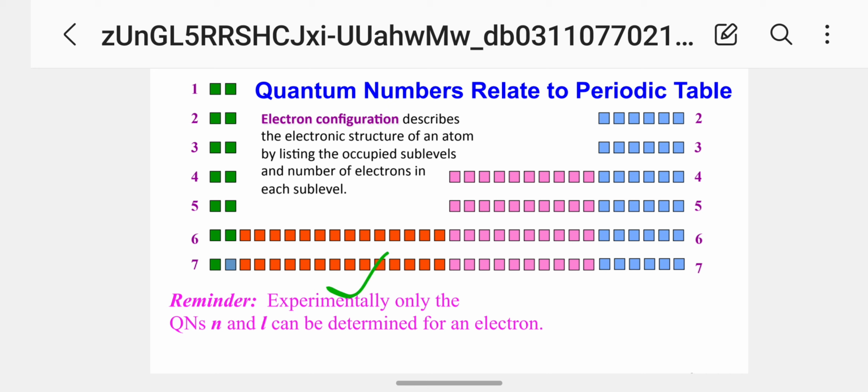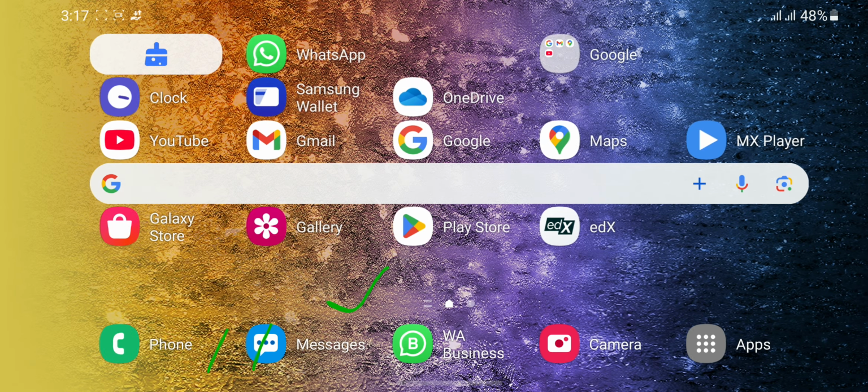Experimentally, only the quantum numbers n and l.